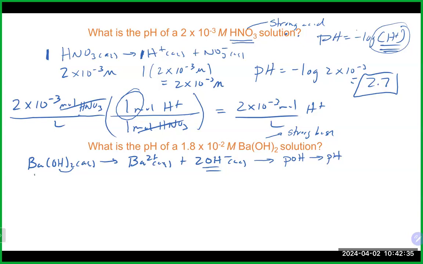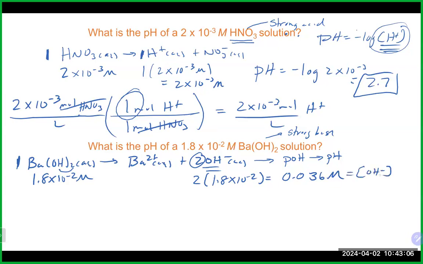In this case, we have 1.8 times 10 to the minus 2 molar. It is a 1 to 2 relationship here, which is important, which means we do actually have to multiply the hydroxide concentration by 2 to get the proper concentration, which would be 2 times 1.8 times 10 to the minus 2, or 0.036 molar here. At this point, we have the OH minus concentration, so we could go into our pOH, negative log of 0.036, and that's going to get us there.